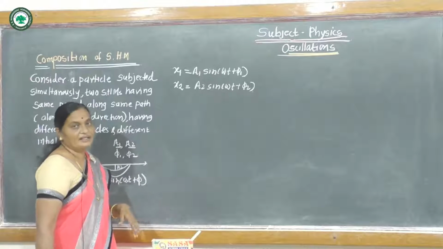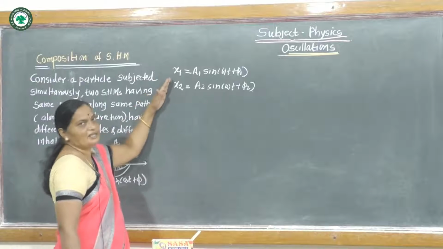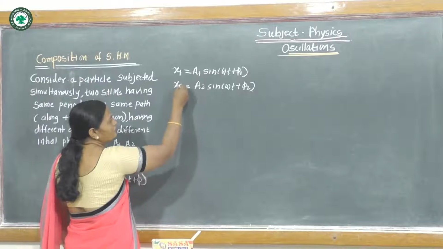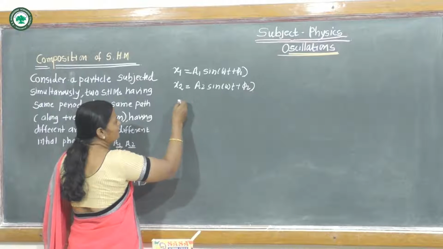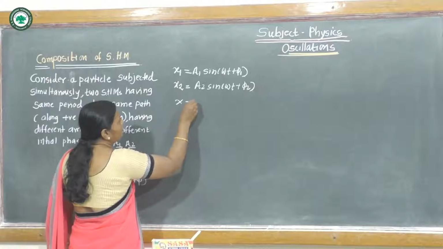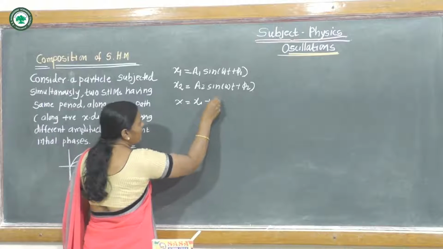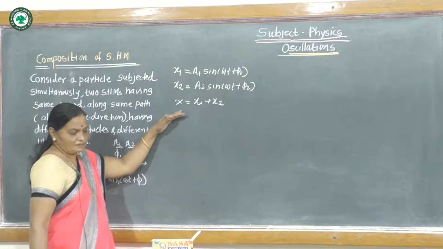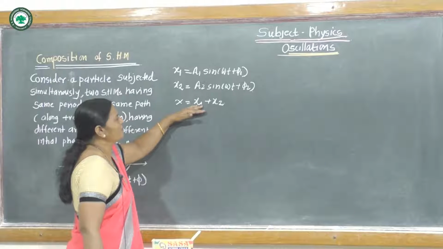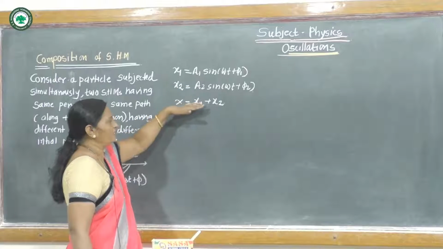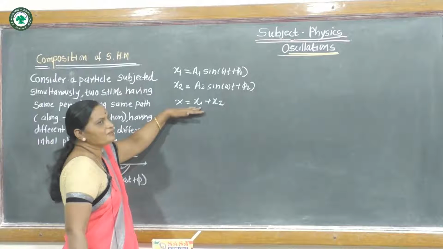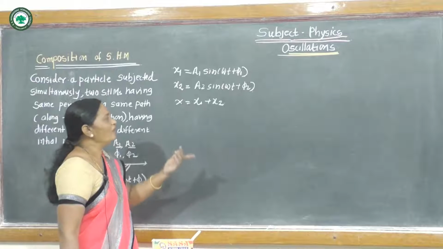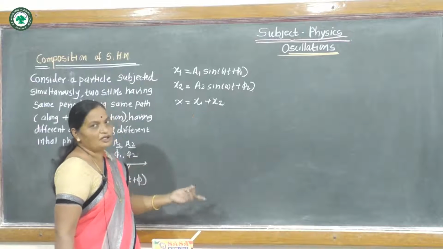Then we find the combination of these two SHMs. The combination of two SHMs is given by superposition, so we can write x equals x1 plus x2. The resultant displacement can be determined by the vector sum of these two individual displacements. Therefore we combine them by this vector method; the composition of SHM is also called addition, combination or vector sum.